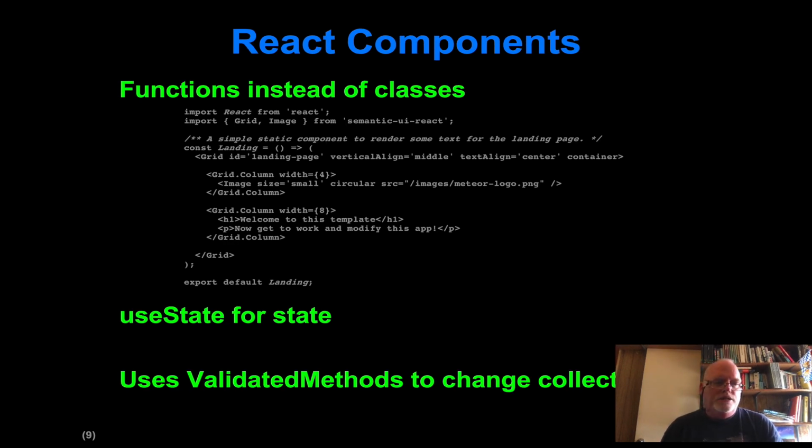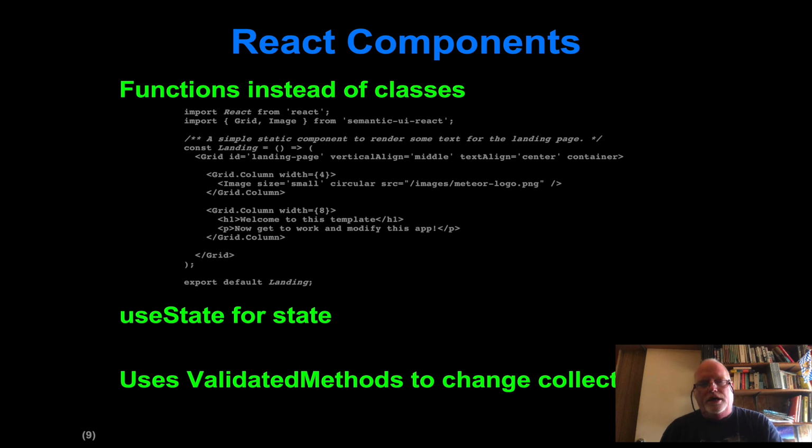Another change in MATRP versus meteor-application-template-react is we're using functions instead of classes for our React components. So for example, the landing page is now a function that returns the React code. And if we need state for our pages or components, we're going to use the useState React hook instead of a class with a constructor. It just makes life a little bit cleaner.